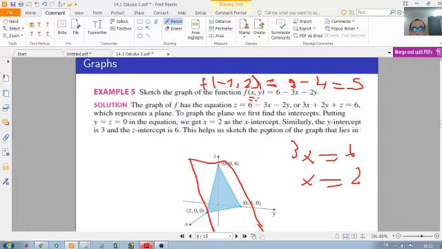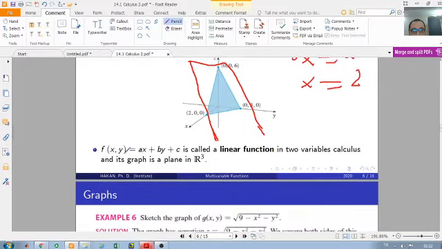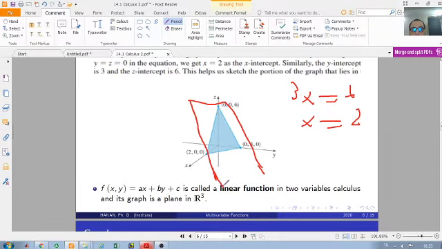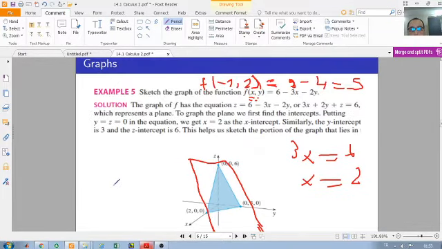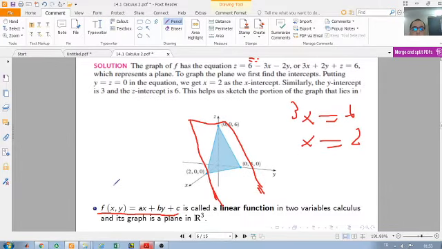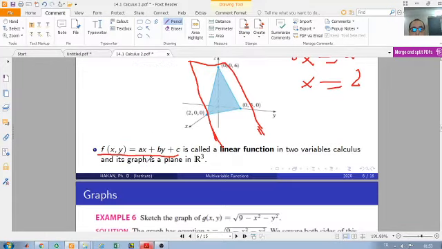So if you remember, this represents a plane. And f of x, y is equal to ax plus by plus c is called a linear function in two variables, calculus, and its graph is a plane in three-dimensional coordinate system. When we have this structure in any example or any concept, we understand directly this represents a plane graphically in three-dimensional coordinate system.